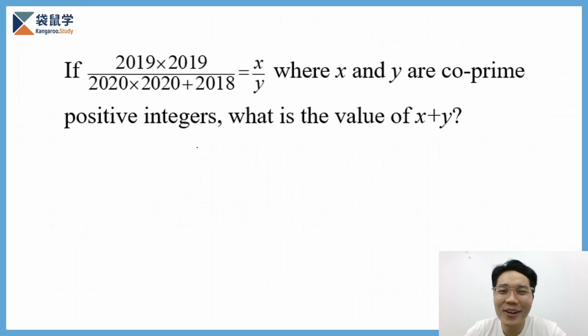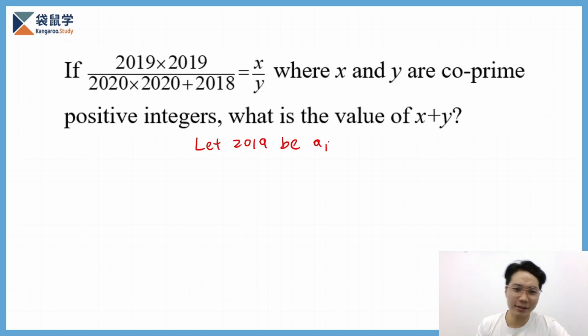Now we can move on to the second method to solve this question, and that is to use algebra. But it's different from how Teacher Wenlong has taught you yesterday, right? This time we are noticing that there's a relationship between these numbers, and we can start off with letting one of the numbers be a. Let 2019 be a. Can you figure out what this equation will be?